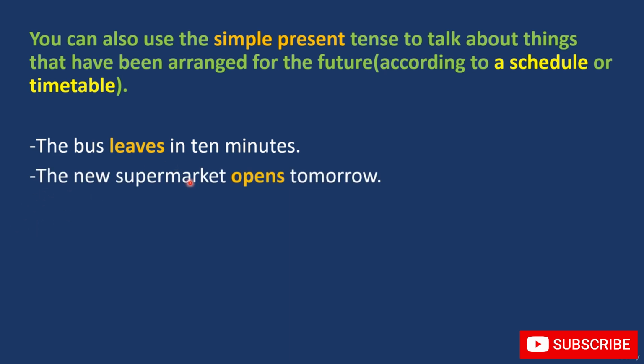The new supermarket opens tomorrow. Here I use present simple to express future. So if I have a sentence about something that will happen in the future, depending on a timetable or program, I have to use present simple to express future.